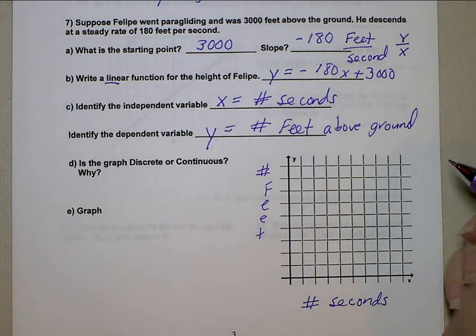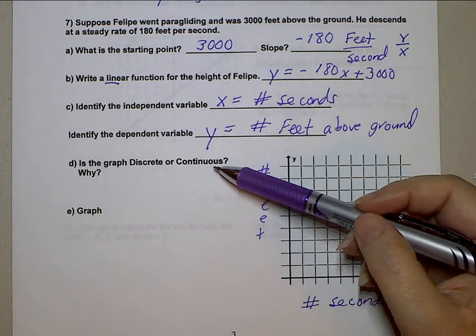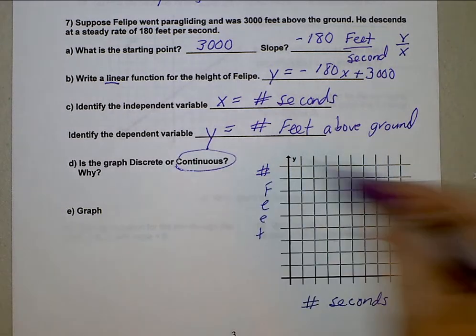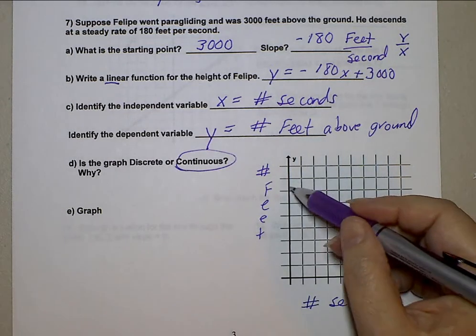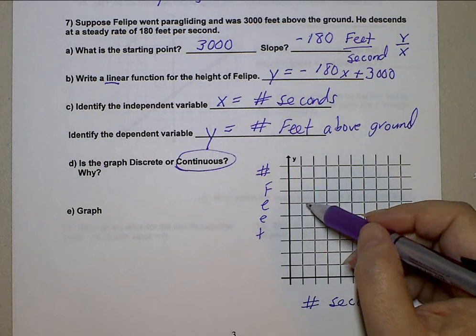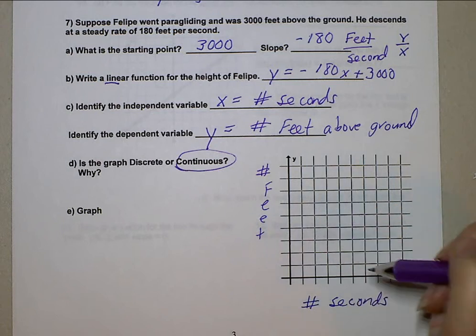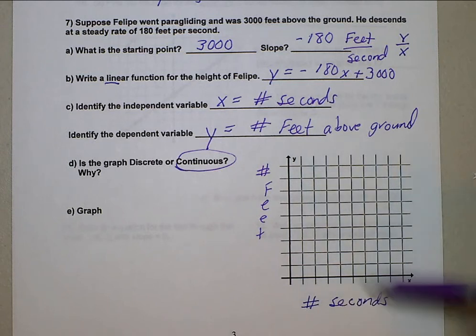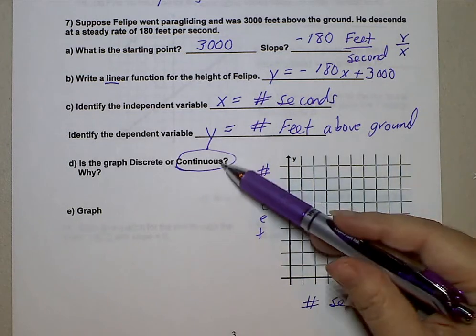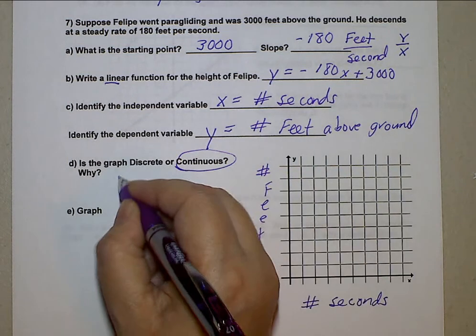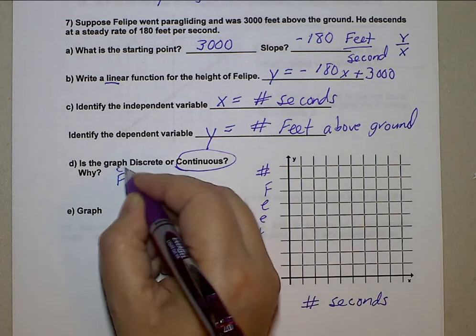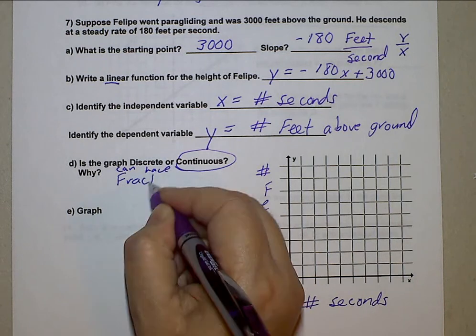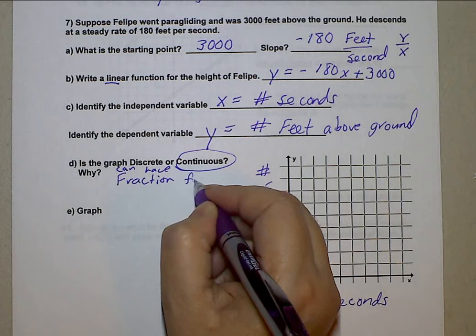Is this discrete or continuous? It's continuous because he's going to descend every single foot until he gets to the bottom. He's not going to skip a foot in the middle or skip a fraction. Also, you can have a fraction of a second and a fraction of a foot. So that's why it is continuous. So you can have a fraction of a foot or a second.